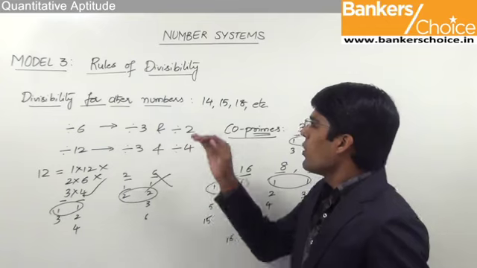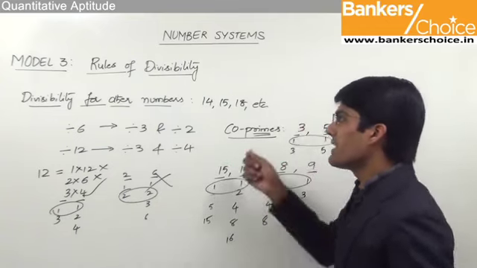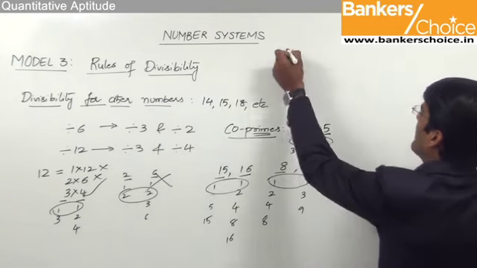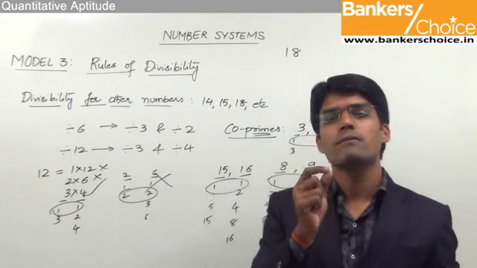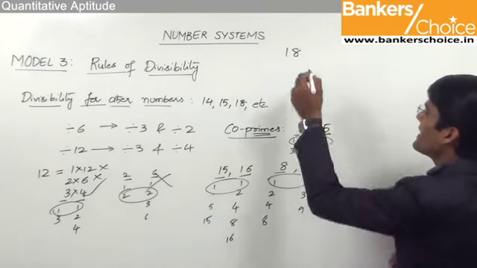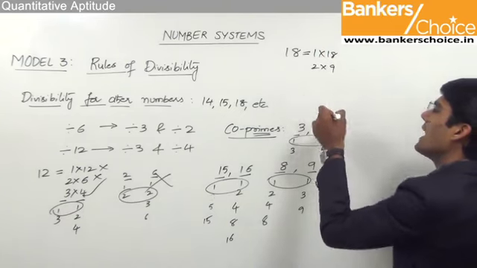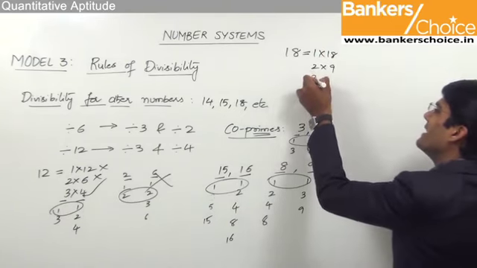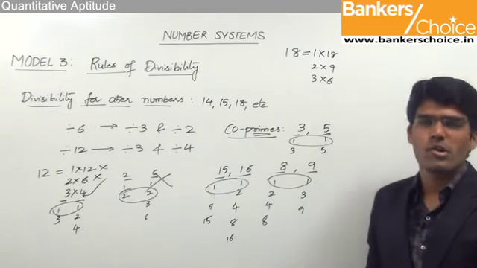Let us now take one of these numbers and understand what would be the divisibility rule for them. For example, let us consider 18 here. So as we have discussed, first of all we need to write 18 as product of two different factors. So 18 can be taken as 1 into 18, or it can be taken as 2 into 9, or it can be taken as 3 into 6. So these are the various ways in which 18 can be taken as product of two numbers.